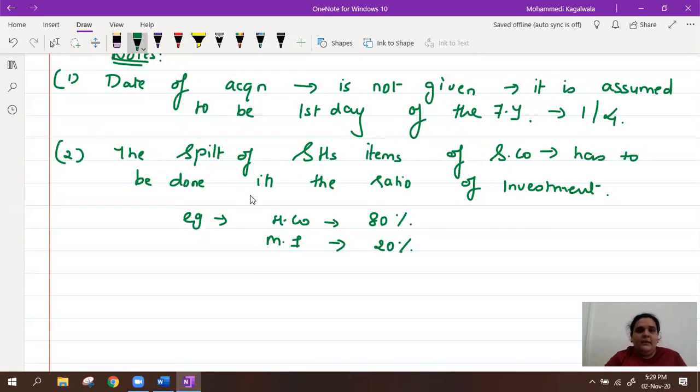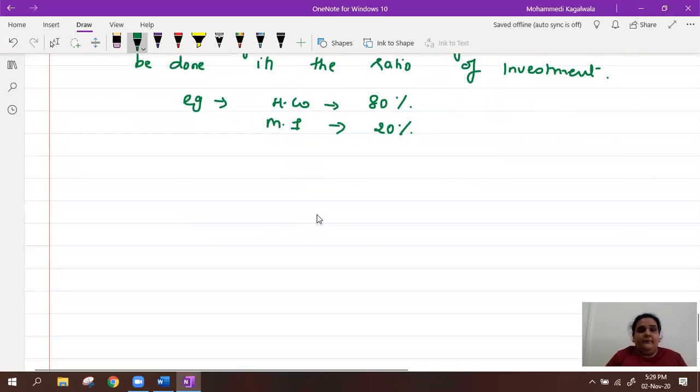Okay. Now it may so happen that holding company and subsidiary company have some mutual owing, meaning one is a buyer and the other is a seller, one is a debtor and the other is a creditor. Holding and subsidiary company already have this relationship going. So that is known as the concept of mutual owing.